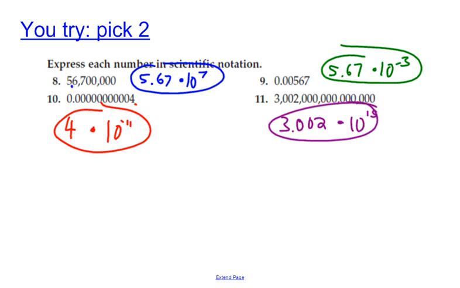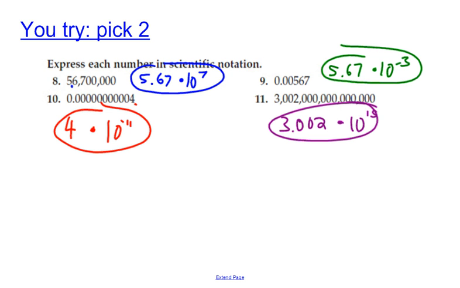And then looking at number 11, we have to get the 3 and the 2 in there. So it'd have to be 3.002, a number between 1 and 10. And then times 10 to the positive 15th power, 15th power to get it all the way to that place. All right? So that's going from standard notation to scientific notation.